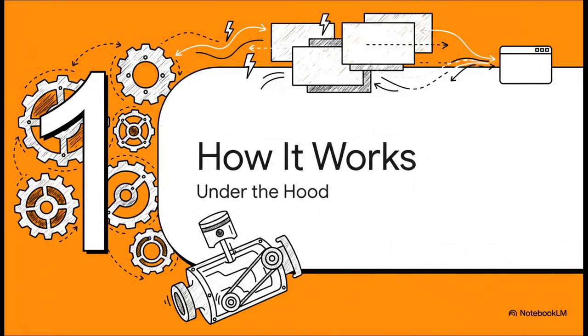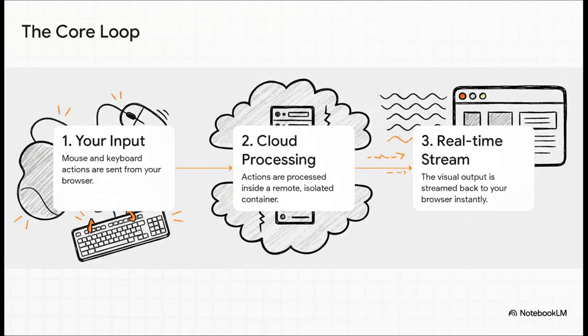All right, so I know what you're thinking. How does this all work? Let's take a quick look under the hood. So it all comes down to this really simple, super fast loop. First, your every click and keystroke get sent from your browser up to a powerful server in the cloud. Then, up in the cloud, all those actions are processed inside a totally secure, isolated container that's running the app. And finally, the result, what you actually see on screen, is streamed right back to your browser. And we're talking real time, like instantly.